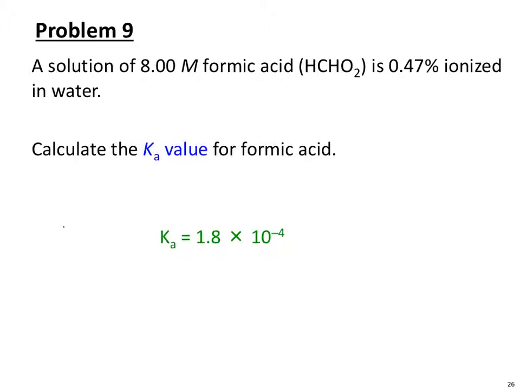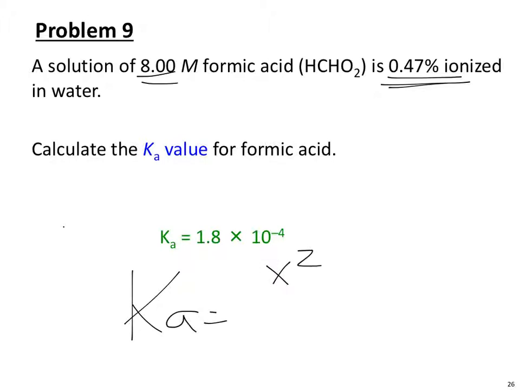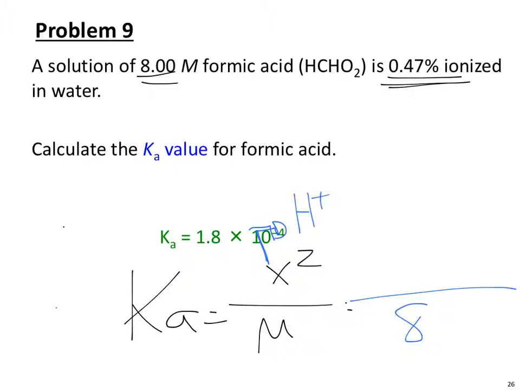Yeah. All right, so here, matter of fact, here's a question. A solution of 8 molar formic acid, which is that formula, is 0.47% ionized in water. Calculate the Ka value. All right, that's interesting. So we know that Ka is equal to X squared over M. Do we have one of these values? We've got 8. Does that make sense? Well, I need X. Since it's Ka, what is X exactly? It's H plus. Well, how do I get H plus from this percent of ionized?